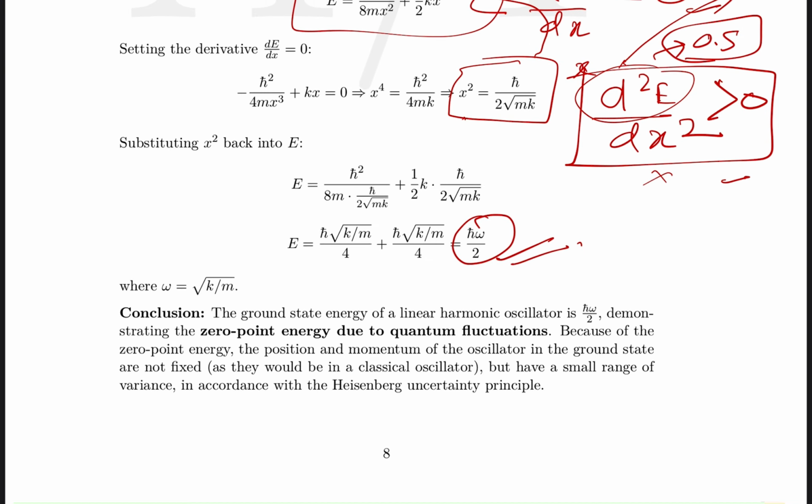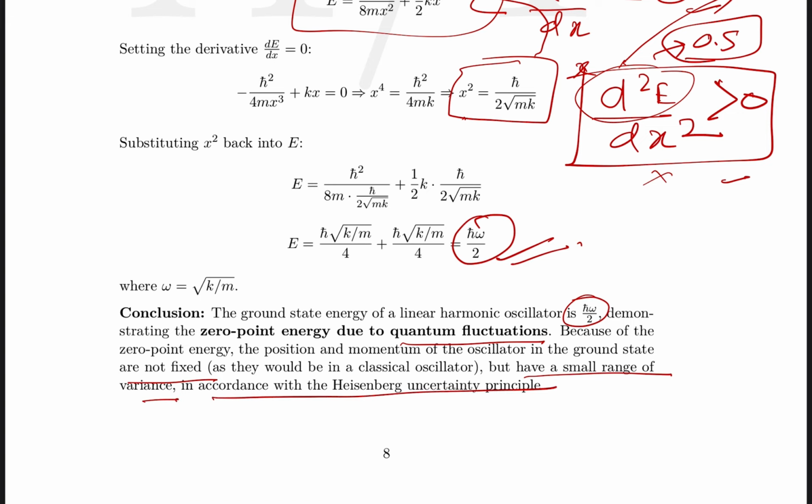Now the conclusion comes out to be very simple: the ground state energy of the linear harmonic oscillator is ħω/2, demonstrating the zero point energy due to quantum fluctuations. Because of the zero point energy, the position and momentum of the oscillator in the ground state are not fixed but have a small range of variance in accordance with the Heisenberg uncertainty principle.